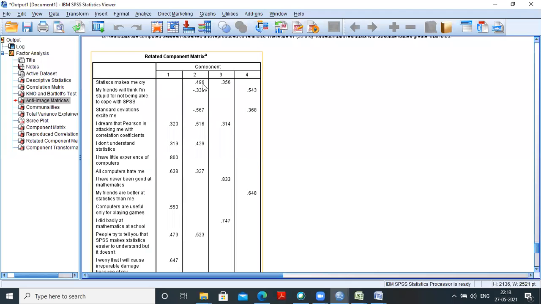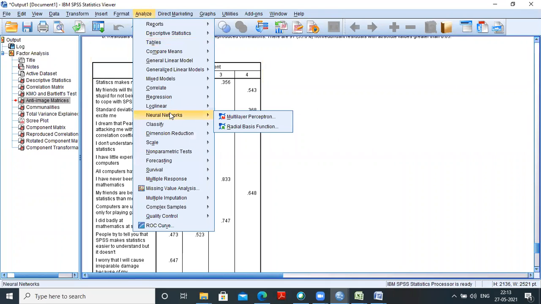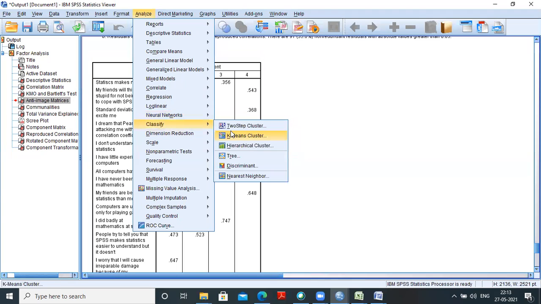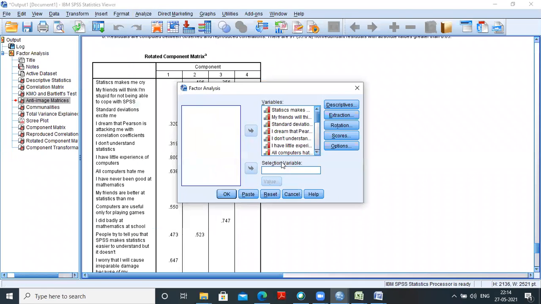I see this. Here, statistics make me cry. I can take it on the second component. Then my friends will think I am stupid for being able to cope with SPSS. Here I can take this 0.4543 that is loaded on the fourth component. But that depends, you can suppress the values less than 0.45 also, because according to Kotsonis, the values greater than 0.45 give you better results. So you can suppress the values which are less than 0.45 or 0.5.